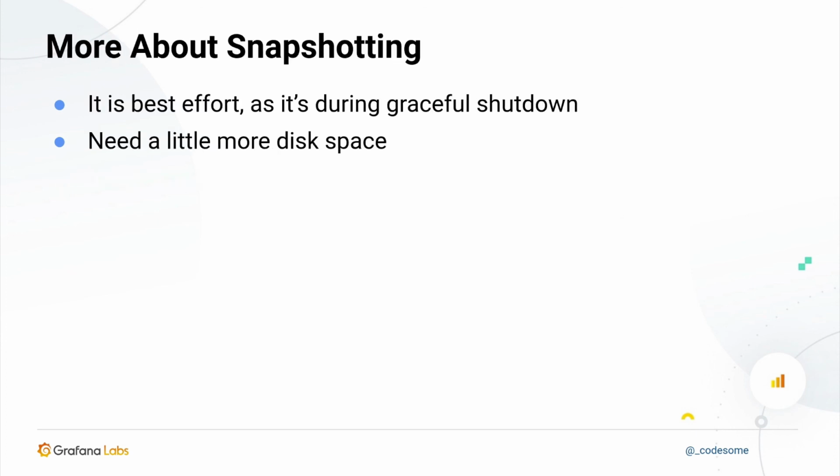So more about snapshotting. This is best effort. As I already said, this is during graceful shutdown, and it's not done at regular intervals. So if your Prometheus happens to crash in between for whatever reason, then the restarts will be slow as before and it won't be fast. And because we are taking a snapshot, it's going on the disk, so it's going to require a little more disk space, which you need to take into account when you plan your resource requirements or the retention period.